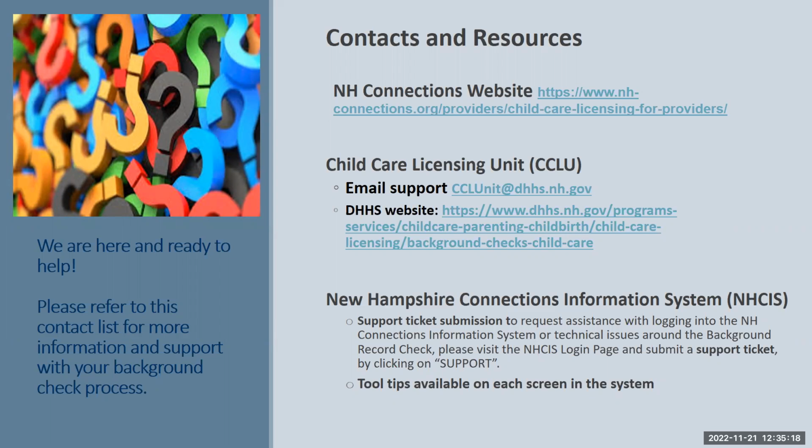Now, one of the things in the New Hampshire Connections information system that you can access is the help desk. We just want to remind you that the help desk is for system issues and technical issues around the background check, and not what we call content questions or timing questions. All you have to do is sign into your account and then click on support to submit a support ticket. There are also tool tips on many of the pages, and you'll be able to click on those and they will help you with specifics in each one of the various pages on the NHCIS website.